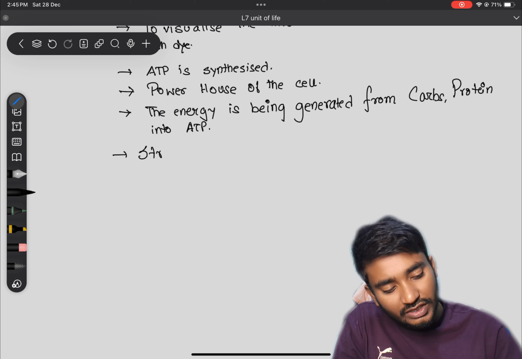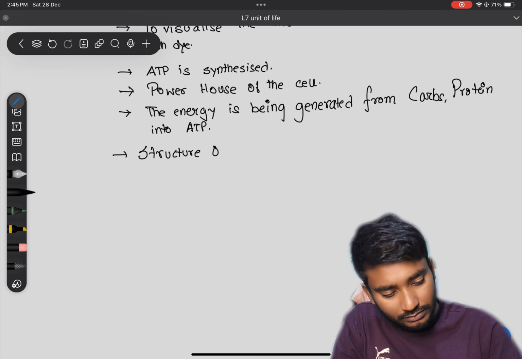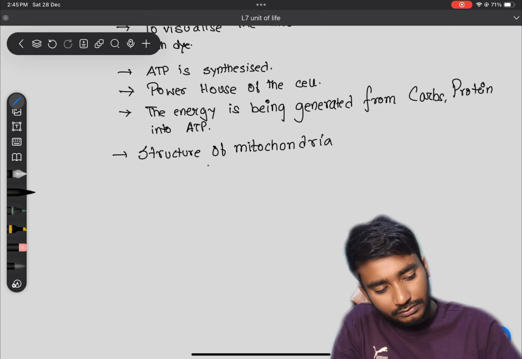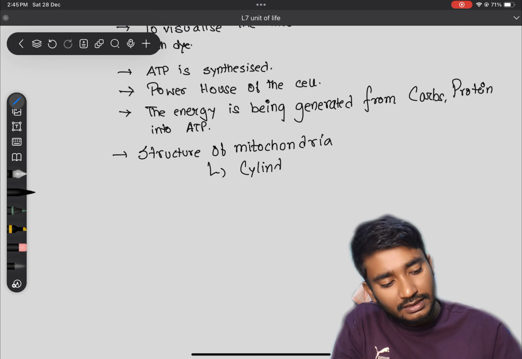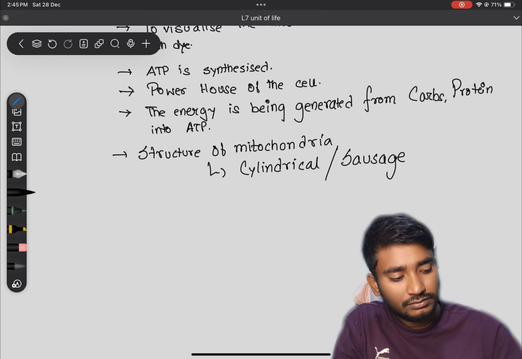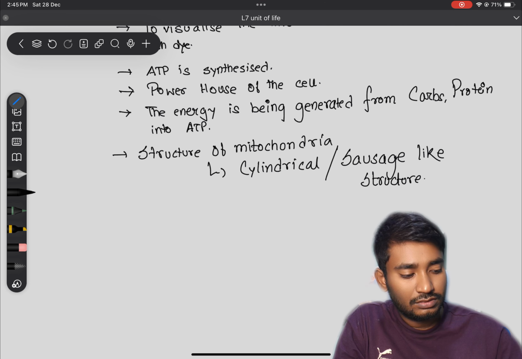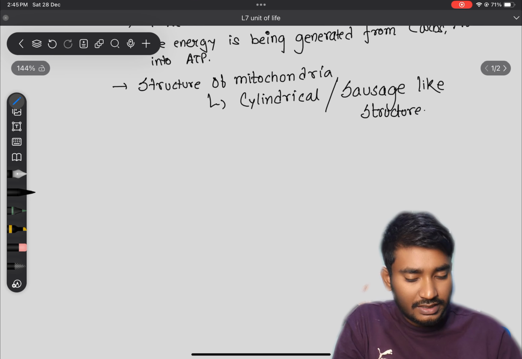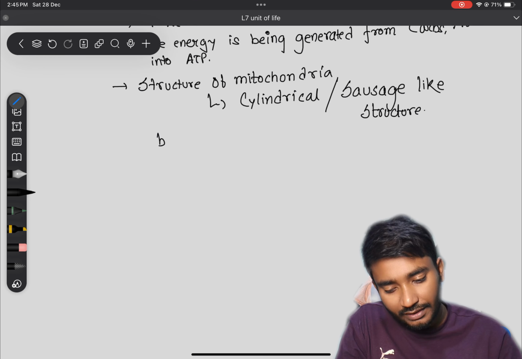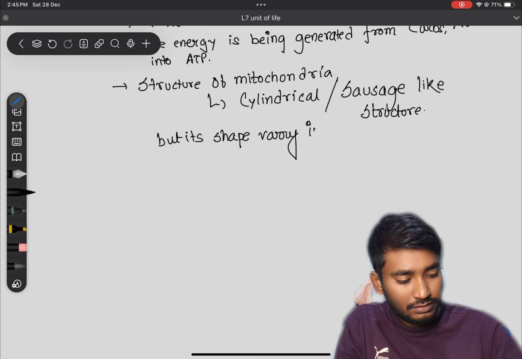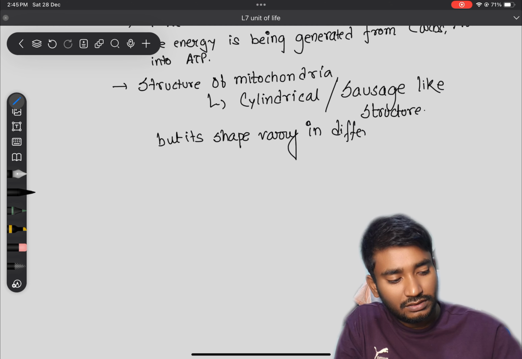Okay. The structure of mitochondria. It is cylindrical or sausage-like structure. Okay, it is cylindrical or sausage-like structure, but its shape varies in different cells.